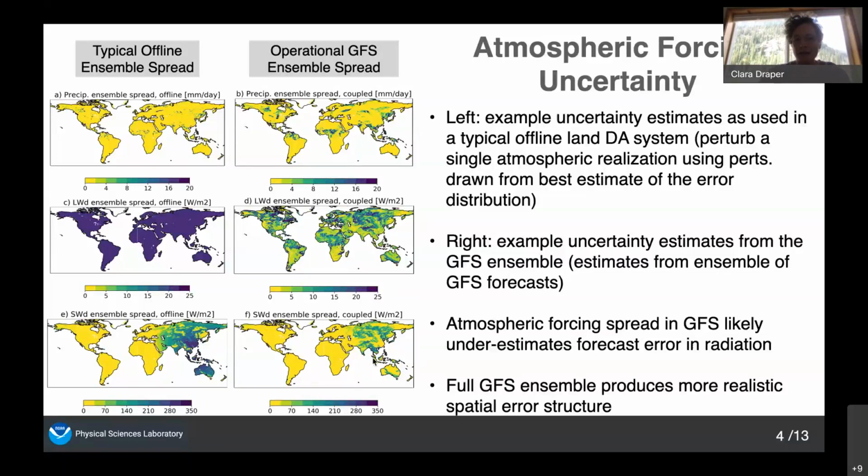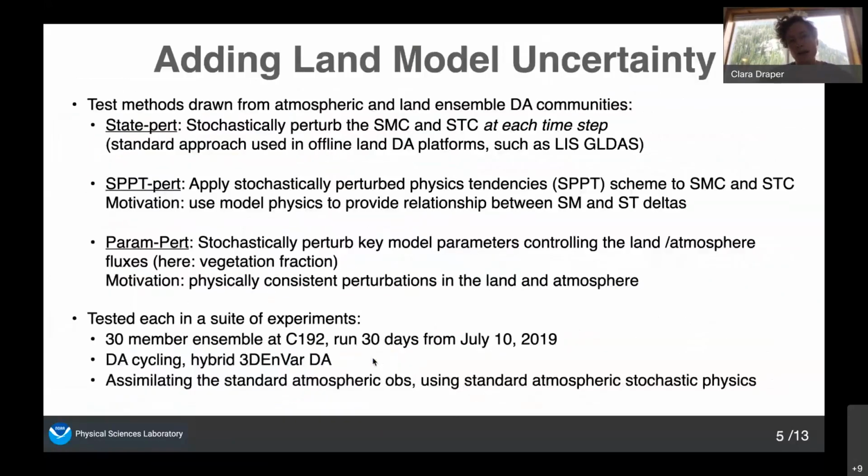So that's the first thing: if we use the actual atmospheric ensemble, a predictable result, it appears to look more realistic. The other thing is if you look at the magnitudes, it looks like we've underestimated the spread in the radiation, in both of the radiation terms. However, if you look at the experience from offline ensemble DA, you can't get enough spread in your land states just by perturbing your forcing fields. You also need to perturb your states in some way. So even if we were to fix and enhance the spread in our radiation, I don't think that would quite be enough. So we need to also add a method for accounting for land model uncertainty.